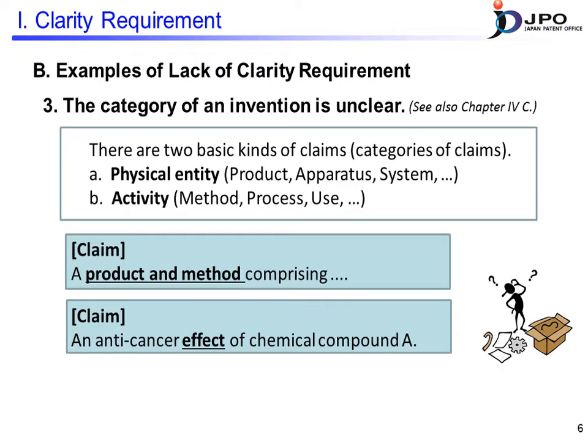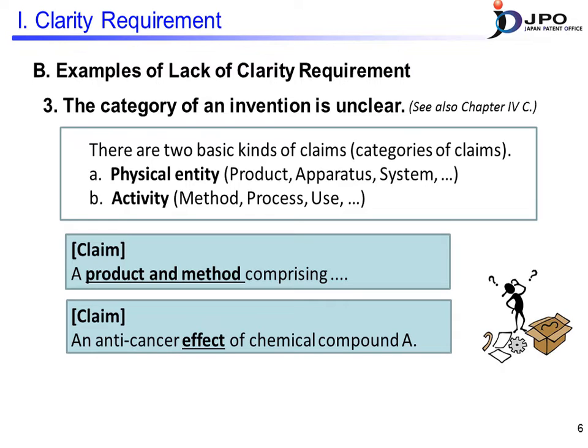Let's look at a third type. This type of violation occurs when the category of invention is unclear. Inventions must fall into either of 2 categories. The first category is physical entities, such as products, devices, and systems. The second category is activities, such as methods, processes, and use.